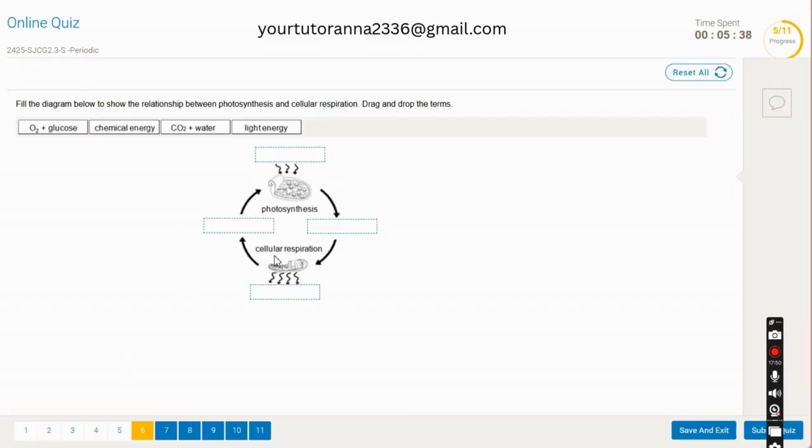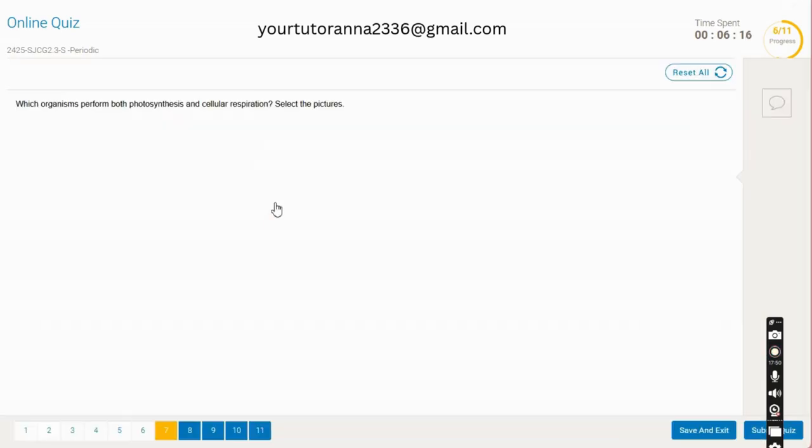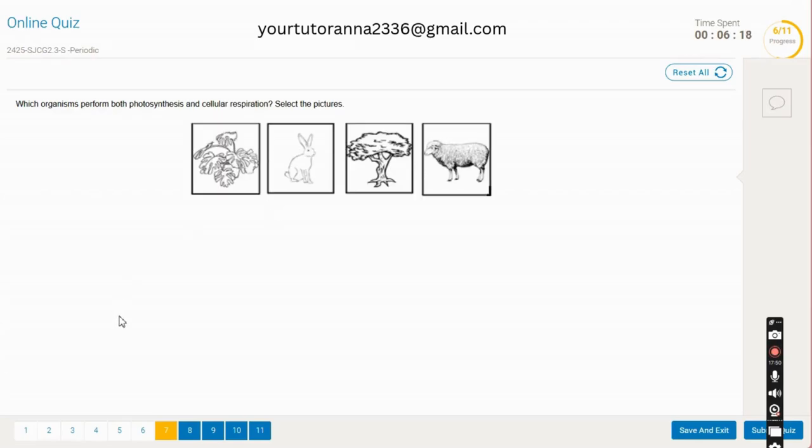So here, photosynthesis and cellular respiration, let's talk about this. We know that photosynthesis requires light energy. What does cellular respiration require? Oxygen and glucose. That's what even our cells use. Think about yourself when you're breathing: you're providing oxygen and it's breaking down the glucose to give you energy. Chemical energy is being produced, and at the end, carbon dioxide is what's given to photosynthesis. Remember, in cellular respiration, carbon dioxide and water are released by your breathing. Which organisms perform both photosynthesis and cellular respiration? Only plants. Animals only do cellular respiration.